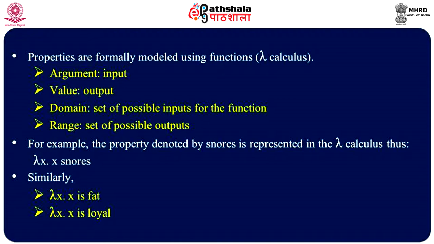For example, the property denoted by snores is represented in the lambda calculus thus as λx. x snores. A single letter called the variable indicates the place where the proposition is unsaturated. The lambda and the associated variable here, x, announce that this formula indicates a function and that the variable is the argument of the function. The properties is fat and is loyal are represented by the formulas as shown: λx. x is fat, λx. x is loyal.